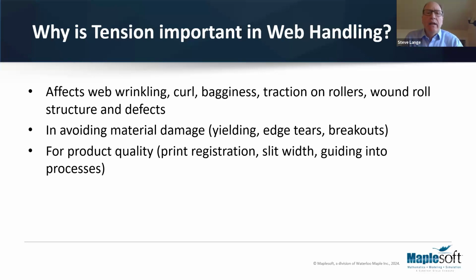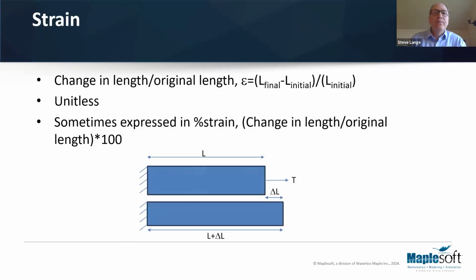And then many product quality aspects are affected by tension. If you're printing webs where you're trying to lay multiple colors down on top of each other in successive print stations, and you're not controlling the tension, you won't control the position of the web, affecting the print. Tension affects the slit width as well. And guiding the web or steering the web laterally into processes that matter, like coating, is also affected by tension. So we need to control it well.